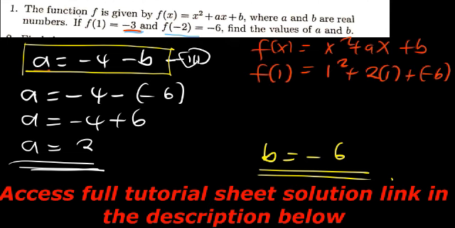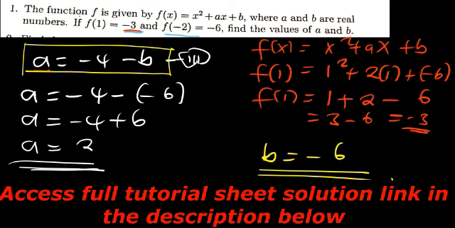Let's see. So f of 1 will be equal to 1 plus 2, then minus 6. So this is going to give me 3 minus 6, that is -3. So this is true. So the values of a and b are true. Again, you can prove by plugging in the value of x to be -2 and putting in a and b. You should be able to get -6. So try to prove that one. So that is it for question 1.